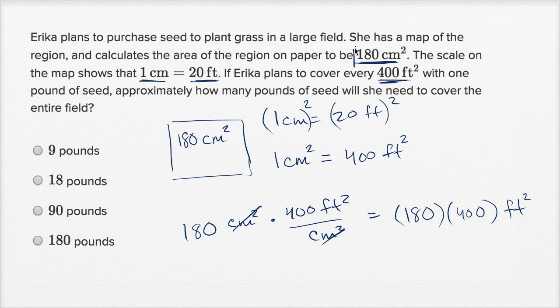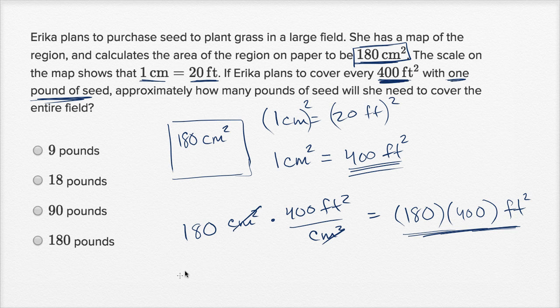The region on paper was 180 square centimeters. Each square centimeter is equal to 400 square feet in reality. So for each of those square centimeters, it's going to be 400 square feet. So it's 180 times 400. So this is the area in square footage of the actual field. And then they tell us we're going to use 1 pound of seed for every 400 square feet.